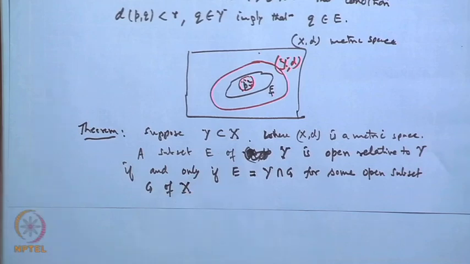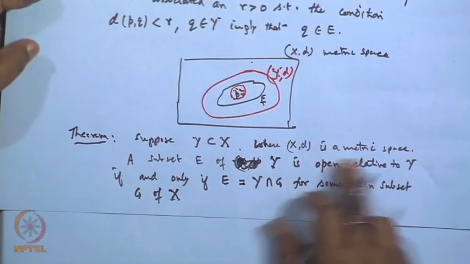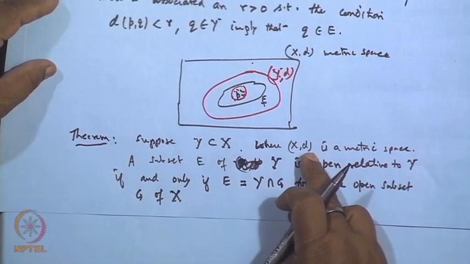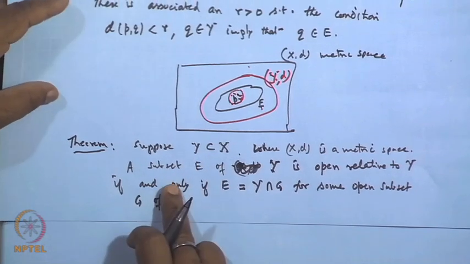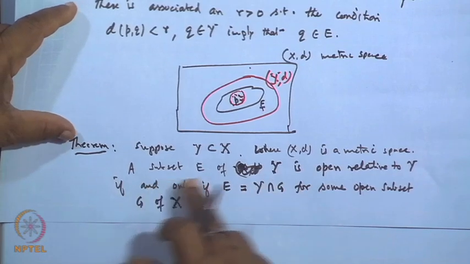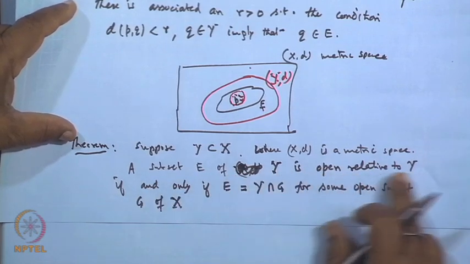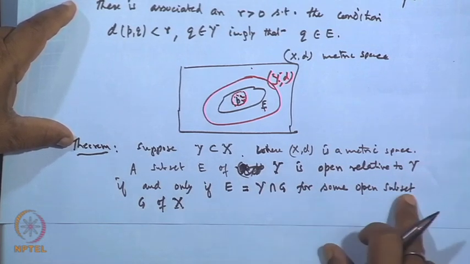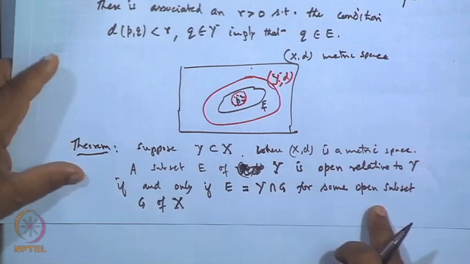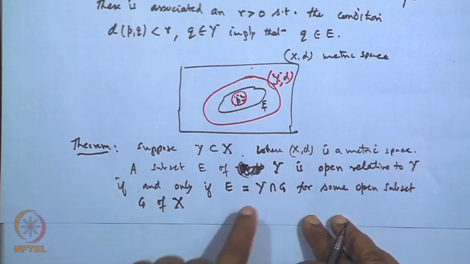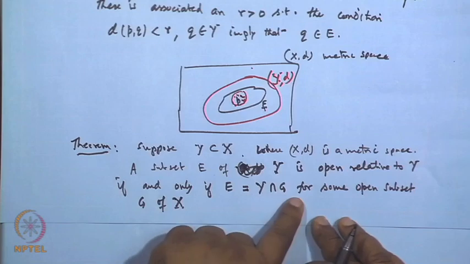So what this result says is: let (X, d) be a metric space and Y a non-empty subset of X. Under the same metric d, Y is also a metric space. Suppose E is a subset of Y. Then E is open relative to Y if E can be expressed in this form for some open set G of X. If and only if: if E is of this form, then E is an open subset of Y, and if E is open, then it can be expressed in this form. Let us see the proof.